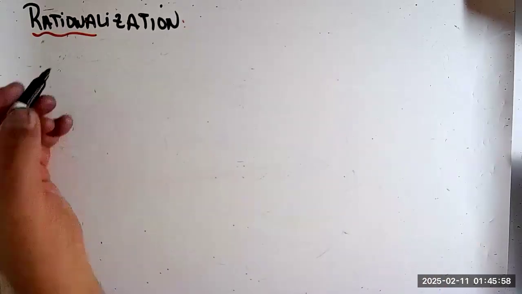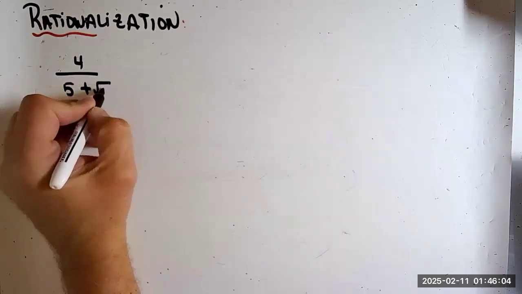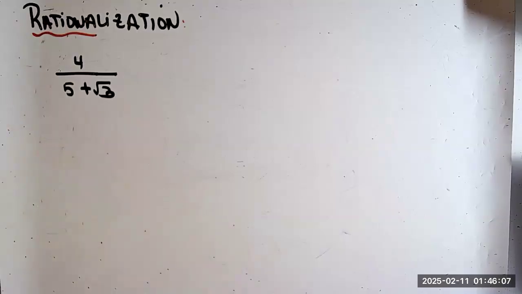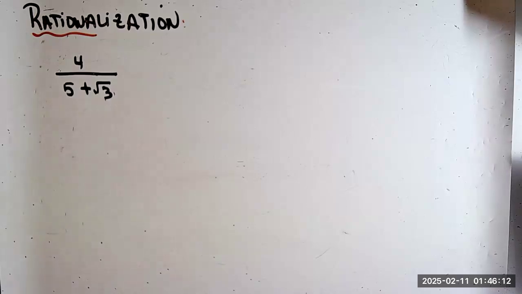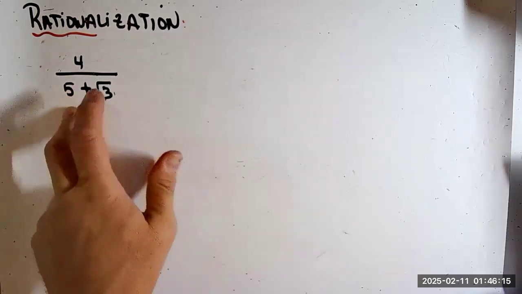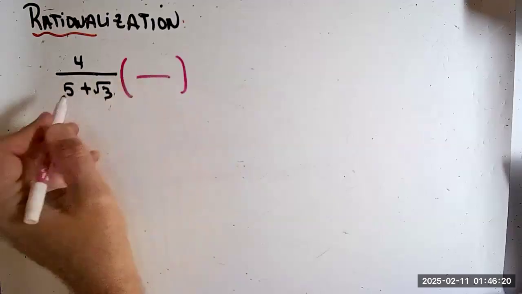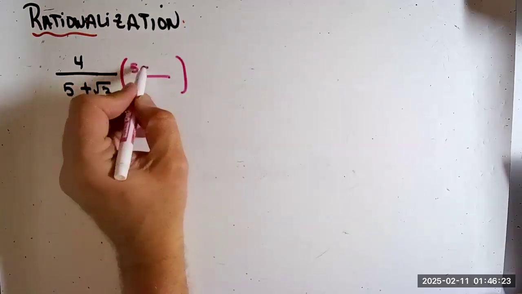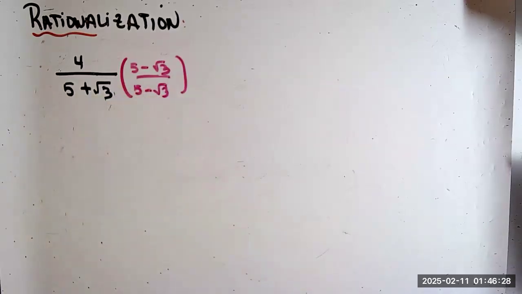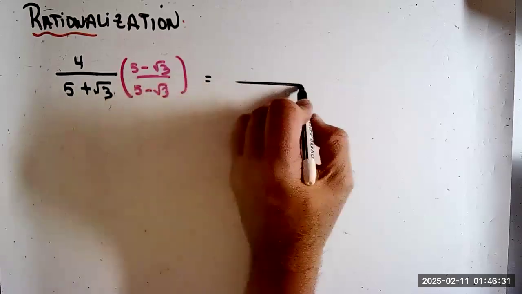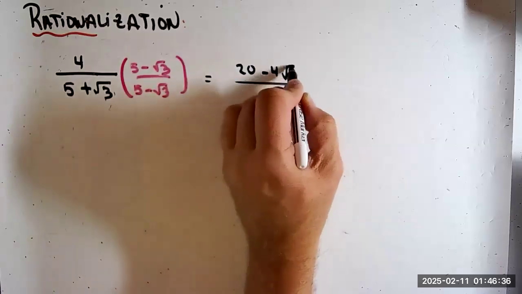What happens if my denominator is a binomial? For example, 4 divided by 5 plus square root of 3. As we learned in the past, if I multiply a pair of conjugates, the radicals go away. So the conjugate of 5 plus radical 3 would be 5 minus radical 3, 5 minus radical 3. Now we just do the math. That would be 4 times 5, 20, minus 4 radical 3.